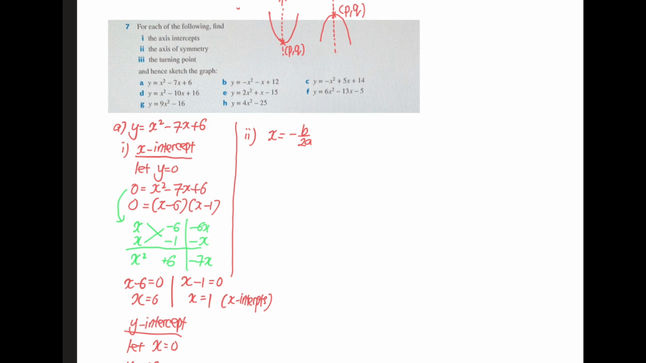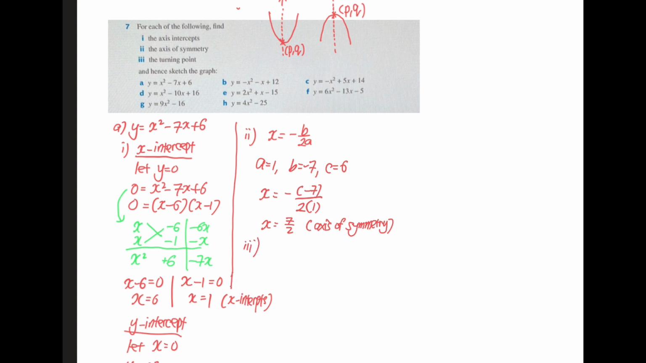Let me write down first: a is 1, b is minus 7, c is 6. Then I substitute into the equation, x equal to minus b over 2a. Then I get x equal to 7 over 2. This is the axis of symmetry. Now we look at part 3, the turning point.